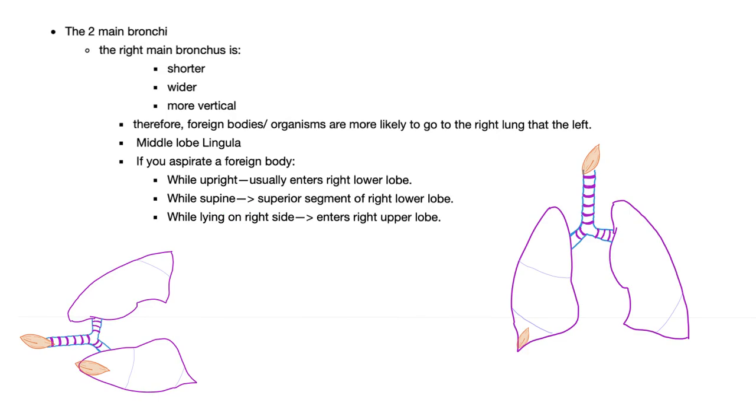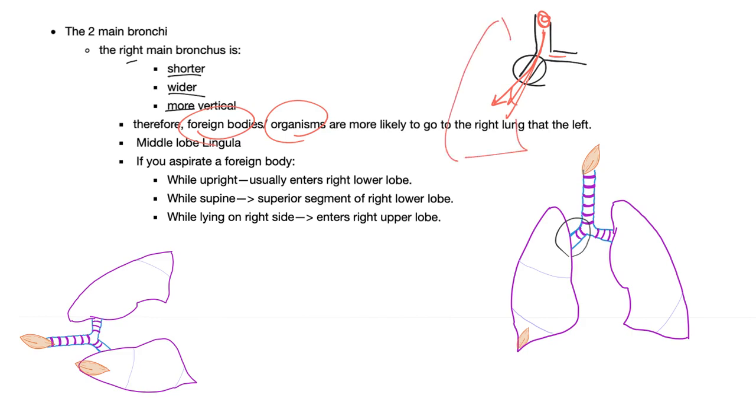The two main bronchi. The right main bronchus is shorter, wider, and more vertical. It's like this. But the other one is more horizontal, like this. So the right is more vertical. Therefore, let's say that you inhale the peanut, it's more likely to go to the right main bronchus than the left because it's vertical. It's called gravity, baby. So if it's a foreign body, if it's an organism, if it's even like aspiration in an elderly unconscious patient, same thing, more likely to go to the right lung than the left.